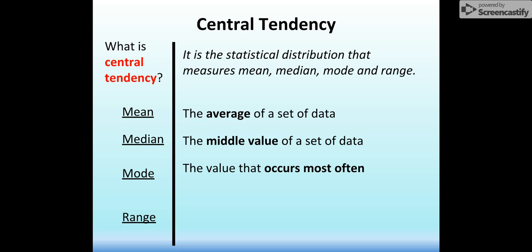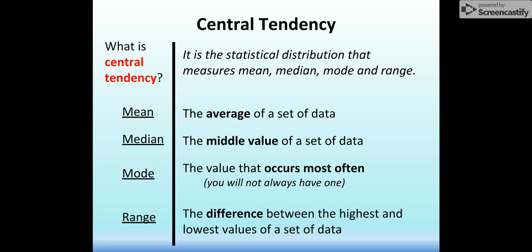Mode is the value that occurs most often. The thing is, you might not always have one. If none of the numbers repeat and they're all only listed once, then there is no mode.